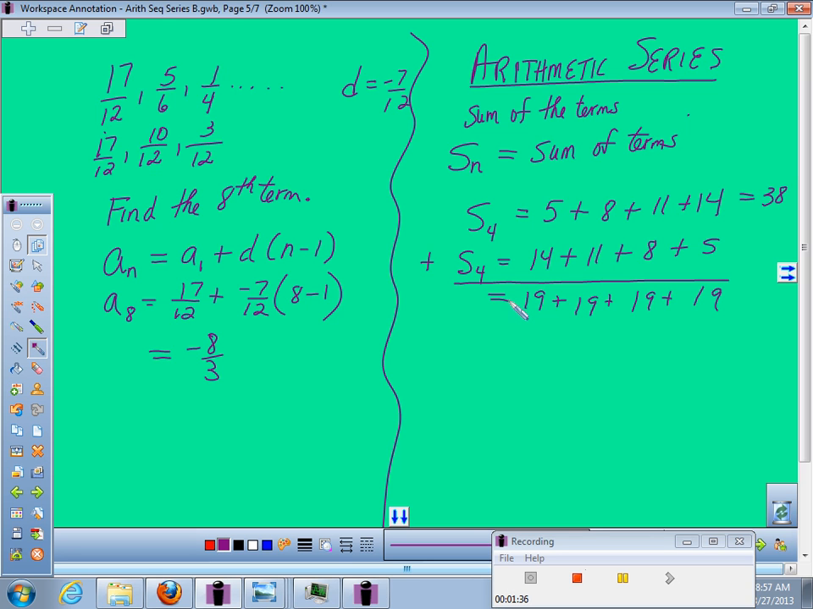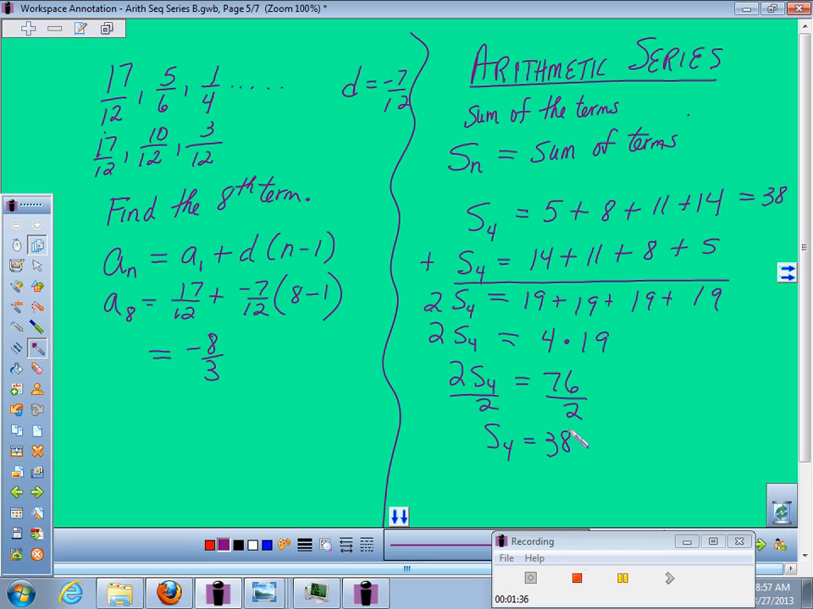Okay, but since I've added those twice, I have an S plus an S, so now I have 2 S sub 4 because I'm doing 4 terms. If I need to add 19 up 4 times, I need to multiply 4 times 19. I have 4 19s, right? Isn't that the same thing as saying I have 4 times 19? Which would be 76. Okay, I want to solve for S. Divided by 2, and I'm back to the 38 that we knew was the answer.